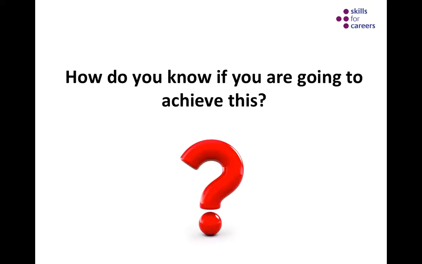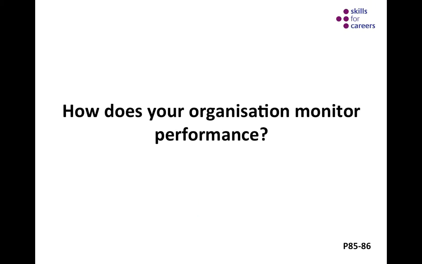Critical part once you've established what your vision is, how do you know if you're on track to achieve it? And this is where the way your organisation monitors performance comes in. This is explained in detail on pages 85 and 86 of the handbook. So again, I would read through pages 85 and 86 and start to think about how your organisation actually monitors performance in order to help it achieve whatever its vision is.